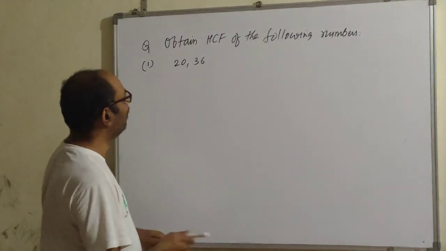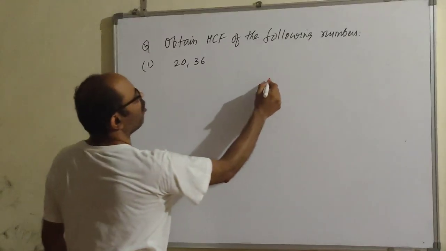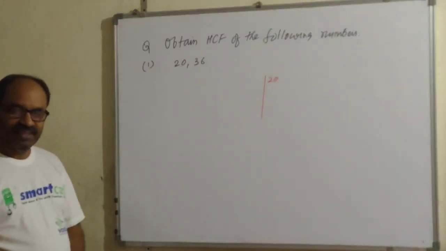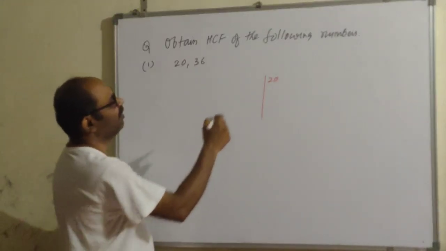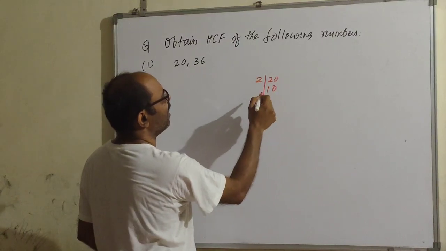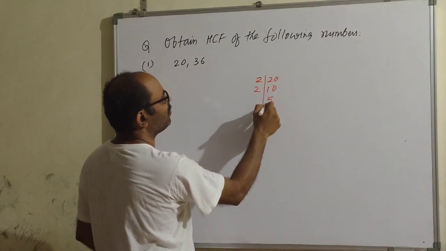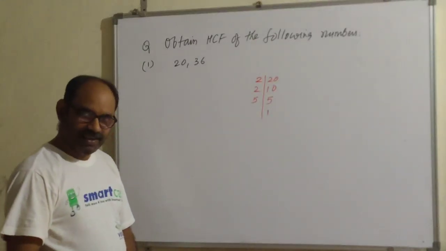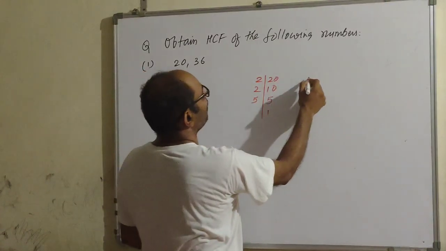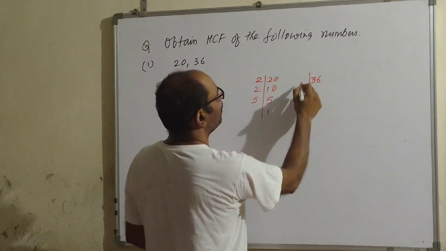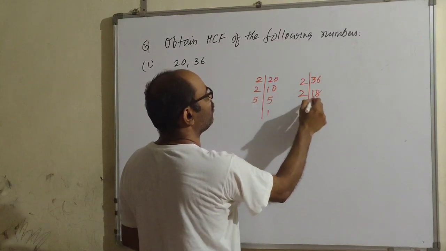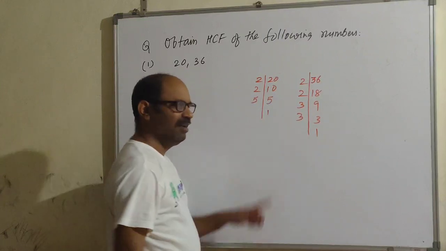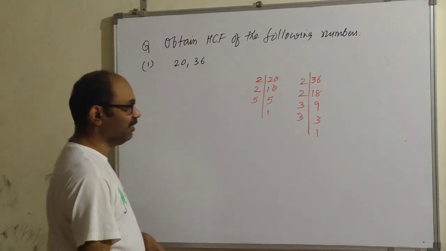Well, I'll obtain the prime factors of 20 first. Alright? 2 tens are, 2 fives are, 5 ones are. Clear? Then let's obtain the prime factors of 36. 2 18s are, 2 9s are, 3 3s are, 3 1s are. I think this work you can do very easily.